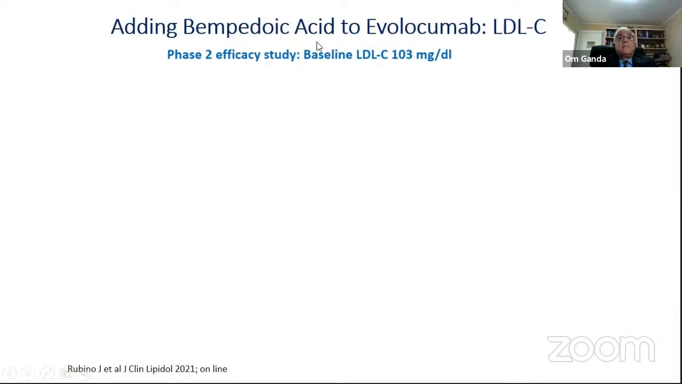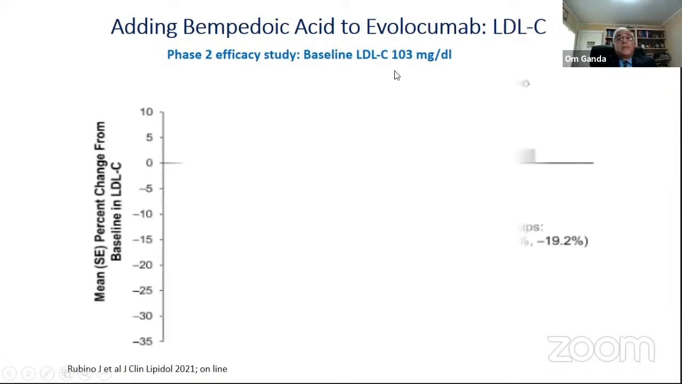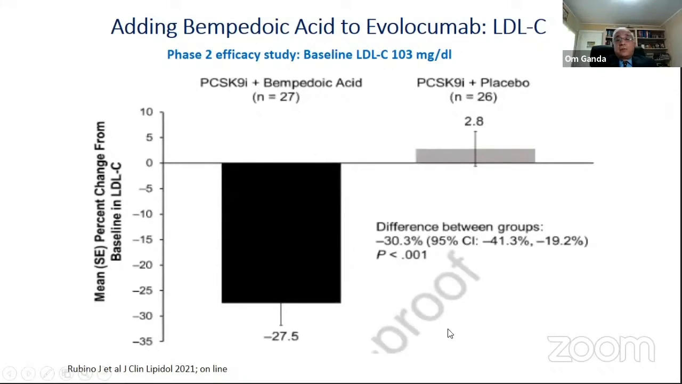So why don't we look at this combination, which has actually been done. Phase two study so far, baseline LDL was 103 on top of alirocumab. And then they got this drug. You can see it just appeared online. And there was a 28% reduction. Amazing. 28% reduction on top of PCSK9 inhibitor. Whereas those on placebo, of course, did not change. So overall, a 30% reduction.